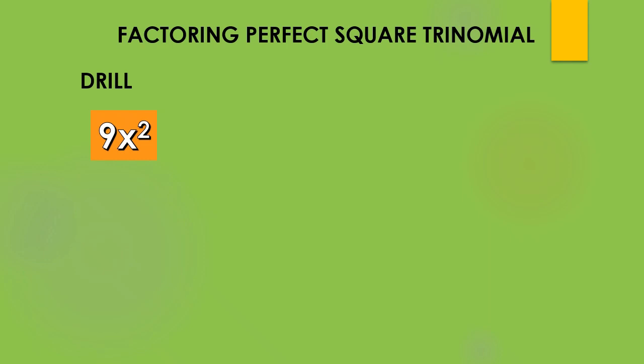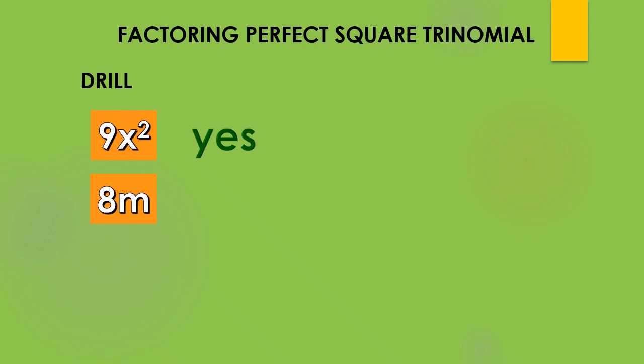9x squared. Is 9x squared a perfect square term? The answer is yes. So 9x squared is a perfect square term because 9x squared is the square of, you're right, it is the square of 3x. So if you multiply 3x by itself, 3x times 3x, that will give us 9x squared. How about the next one?